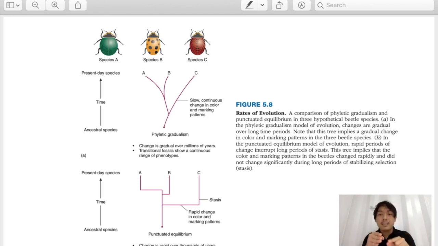So there is a sudden change. On the first node, try to look at the direction going to C. There is a long period of time. We call it stasis. So change is rapid over thousands of years, and transitional fossils are unlikely to be found under punctuated equilibrium.